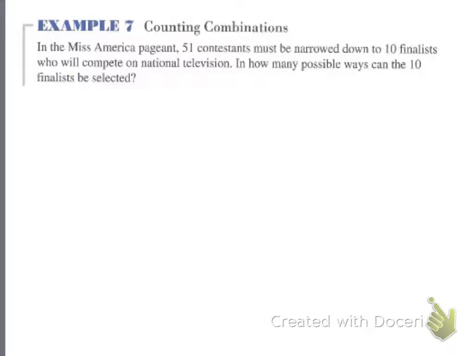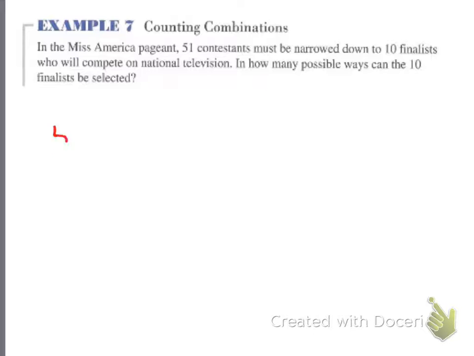In the Miss America pageant, 51 contestants must be narrowed down to 10 finalists who will compete on national television. In how many possible ways can the 10 finalists be selected? Now here's the thing. At this point of the competition, they're not picking first, second, and third place, or the runner-up. They just want to, out of the 51 contestants, get 10. Does it matter what order they're in? Does it matter if Miss USA is first or Miss Ohio is first? No, it doesn't matter. She could be 10th, she could be first. There's just going to be 10 finalists.